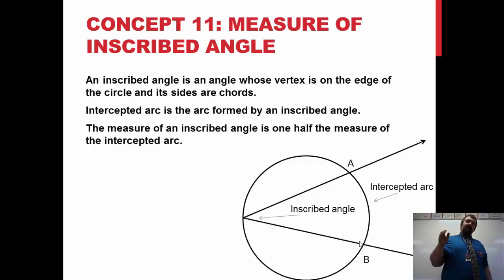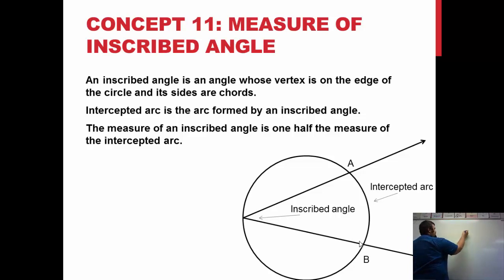Alright, now here's the neat thing. The measure of the inscribed angle is exactly half the measure of the intercepted arc. Whoa. That almost seems too good to be true. If I know one, I know the other. If I know the measure of the arc, I know the measure of the angle. Whoa. Wait, if I know the measure of the angle, I know the measure of the arc. And yeah, that's entirely true.